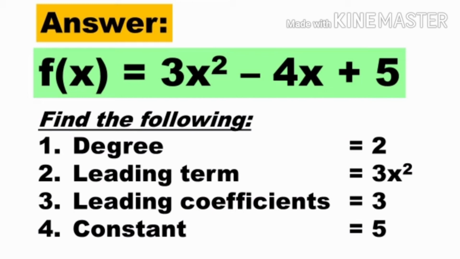And the leading term, ito yung term na may pinakamataas na exponent. So, which is 3x squared. So, that is the leading term. So, ang leading coefficient, ito yung coefficient ng leading term natin, which is 3. And constant, ito yung walang kasamang variable, which is 5.